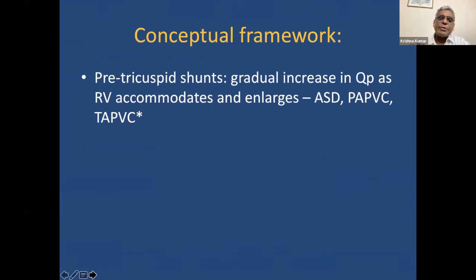There is a conceptual framework that everybody needs to understand, that pre-tricuspid shunts actually result in gradual increase in QP as RV accommodates and enlarges. And typical examples are ASD and PAPVC. TAPVC sometimes behaves this way, but TAPVC can also produce a disproportionate amount of PAH. So it's a slightly different situation, but most ASDs and PAPVCs, the pre-tricuspid shunt, the QP/QS gradually increases.